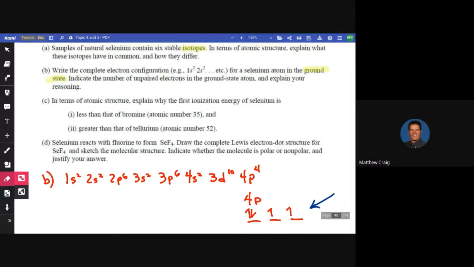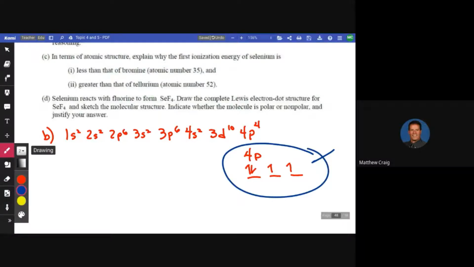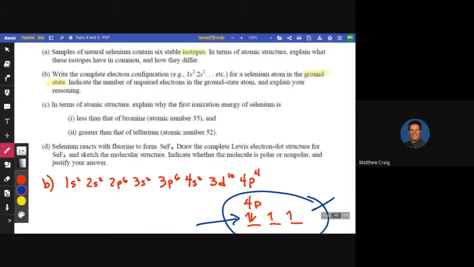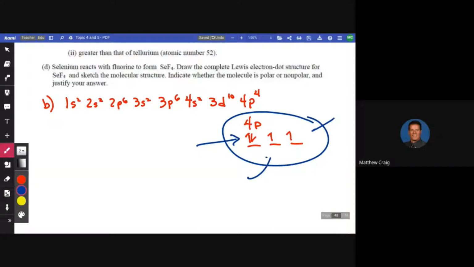It's Aufbau and Hund that are the two guys. There are two unpaired electrons because of Aufbau and Hund. I would just say there are two unpaired electrons and show this. Explain your reasoning: I would say that you would place one electron into each orbital before going and doubling up.